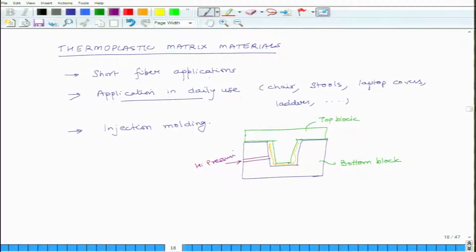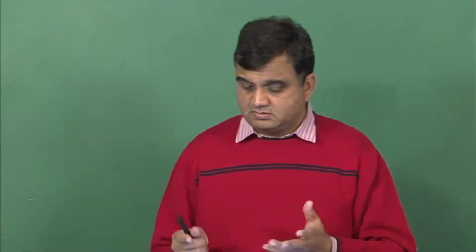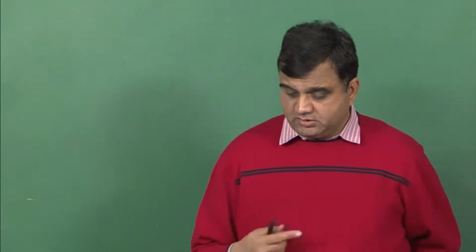That is why it is known as injection molding, and you send it at high pressure, and because it is a thermoplastic, you heat it, you melt it. So, you have high pressure molten plastic, and this plastic flows in and fills all the cavity, and then you let it cool, remove the top block, remove the bottom block, and you are left with that glass which you wanted to make. So, this is how it is made.